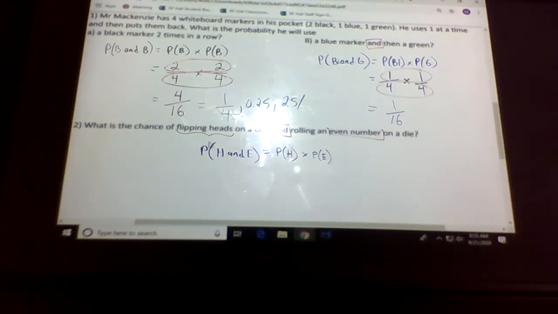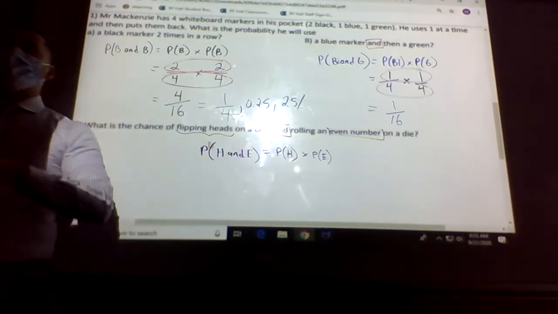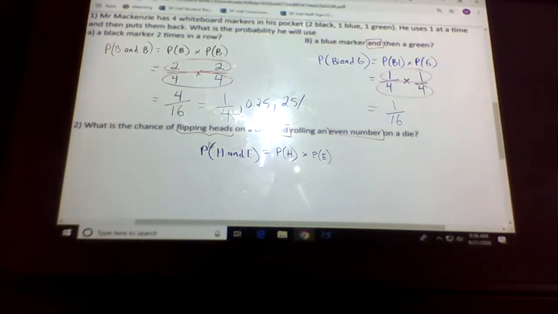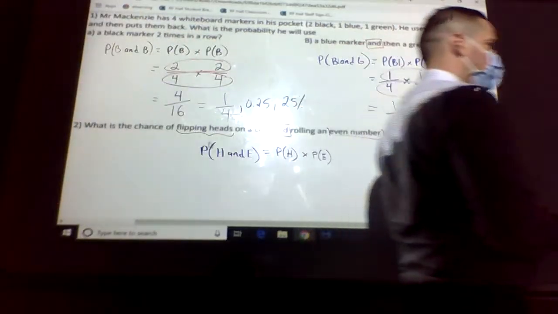Okay, so look for these key words when you're having the questions. Does it say an "and" or does it say an "or"? Because if you don't pick the right formula based on the words, then your answer is incorrect.